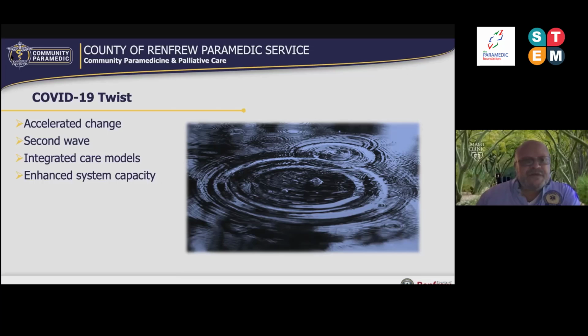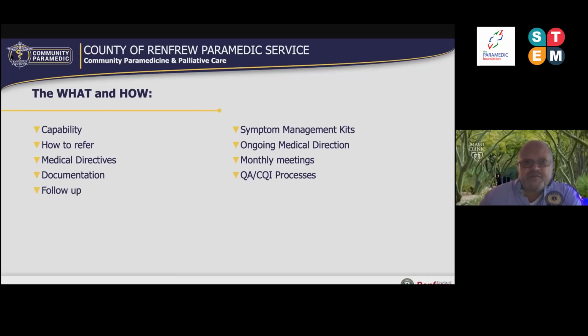The second wave is here, but telemedicine and other things that have sprung up because of COVID are actually turning out to be good for us in terms of the way that we're able to integrate into the system and make it more efficient.